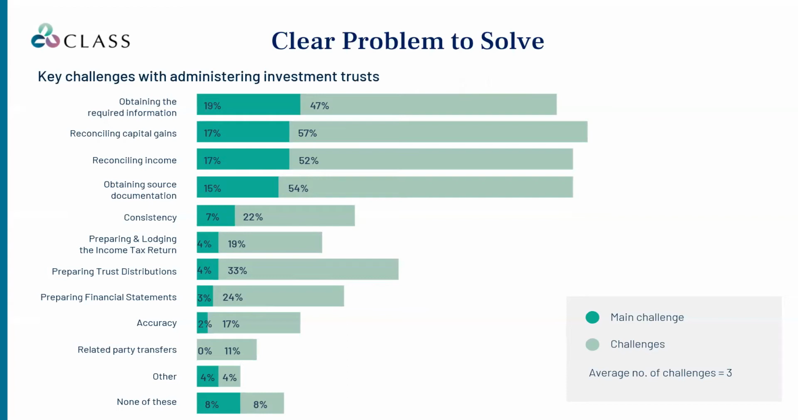These comments, along with the data from our survey, really speak to an inefficient approach to trust management. And to be able to capitalize on the trust opportunity, accountants really need to be able to build a compelling service that delivers efficiency and value to clients, and of course, a reasonable revenue margin to their practice.